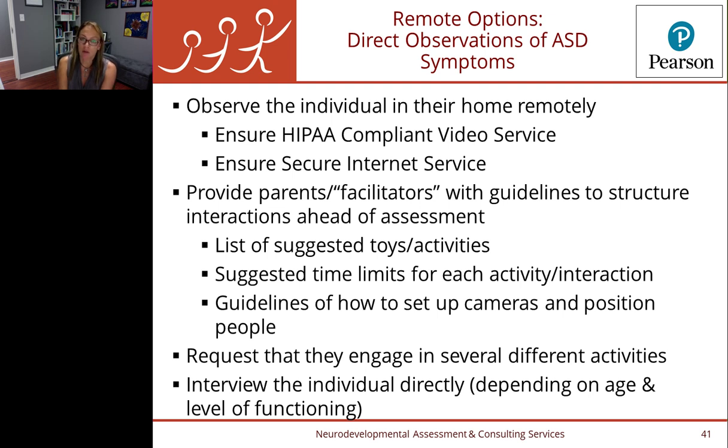I would want to watch or observe the individual in multiple settings. So I would give suggested activities and interactions and then say, okay, I want to spend 5 minutes doing this. And then we're going to stop and I want you to spend 10 minutes doing this. And then you're going to stop and do 5 minutes doing this. So I get a range of activities and maybe even people. Can dad come in the room? Can a sibling come in the room? And then depending on the age and level of functioning of the individual, I might ask them to just sit right across from me and I engage in an interview interaction with them.